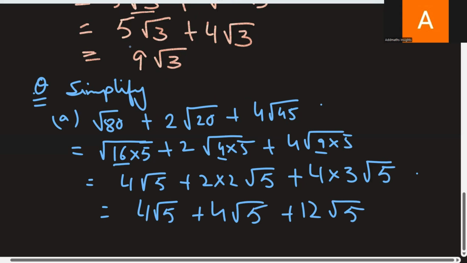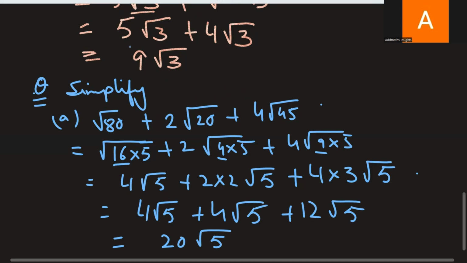Now you can add them. And your final answer is 20 under root 5. So this is how you can simplify. You can add or subtract more than one.